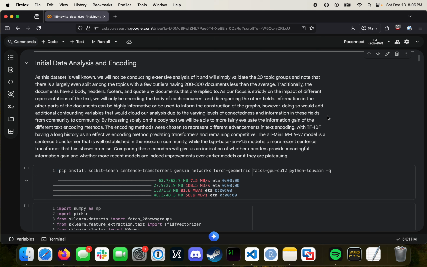The graphs themselves could be constructed using some of this information to produce a quote-unquote more authentic representation of the underlying data. However, once again, that's another confounding variable. So we will be strictly constructing the graphs based on the produced embeddings.